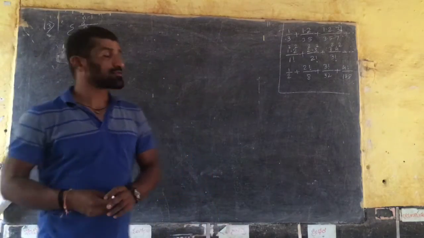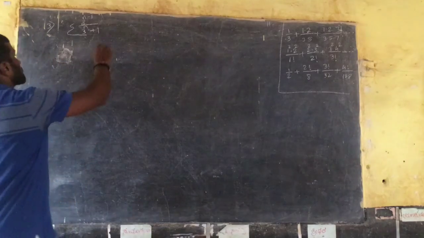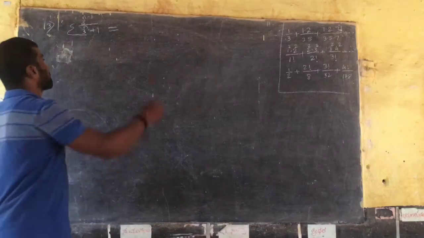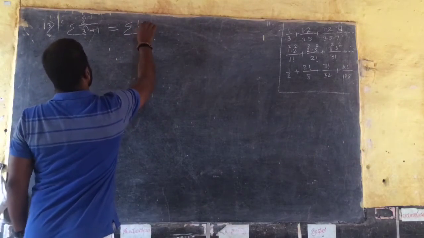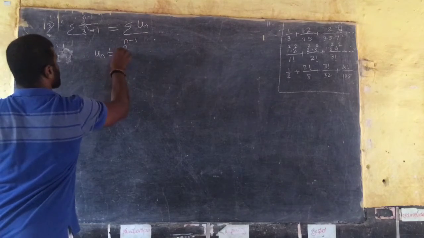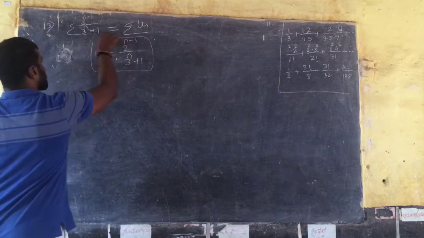Good evening. So next example on ratio test. So third example, the homework I had given, you have not solved it, I know. So that equals the summation of u_n. Therefore u_n is equal to 2 raised to n minus 1 divided by 3 raised to n plus 1. So this is the nth term.